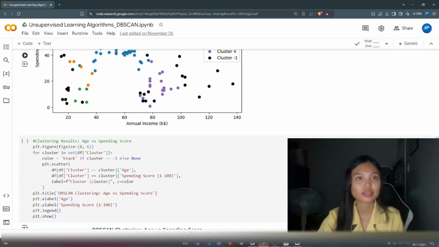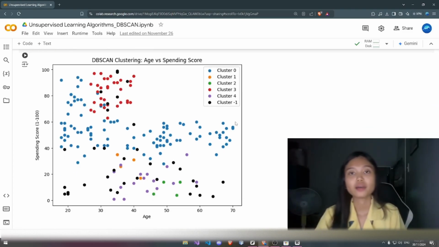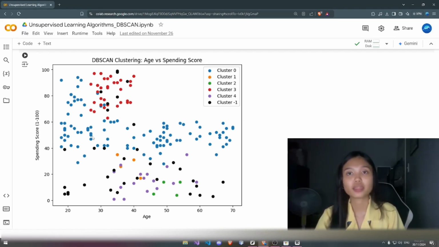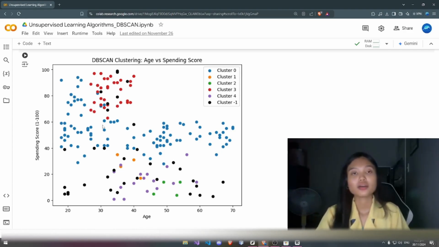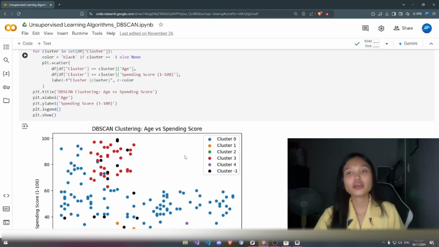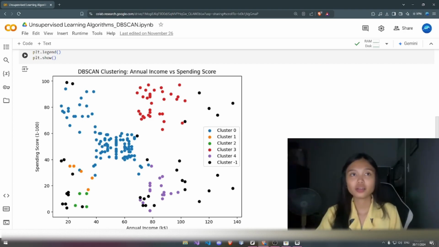Next is the age versus spending score. Younger customers who spend more formed a cluster. They could be targeted with trendy or tech-related products. Older customers with lower spending scores formed a separate group and might prefer practical products. As you can see, the black points in the plots here are the noise or outliers, showing customers with unusual spending behavior.